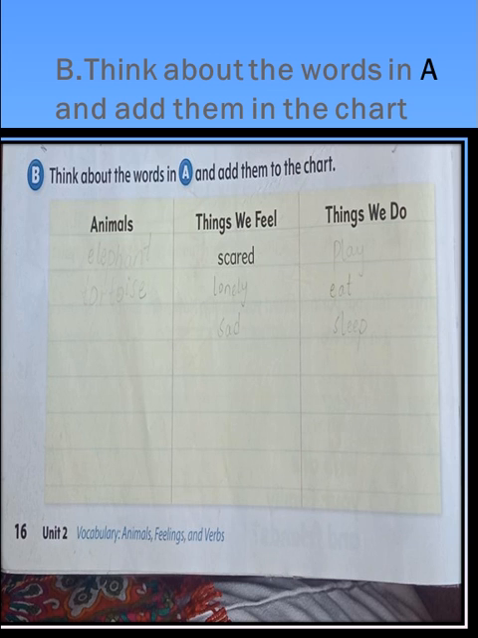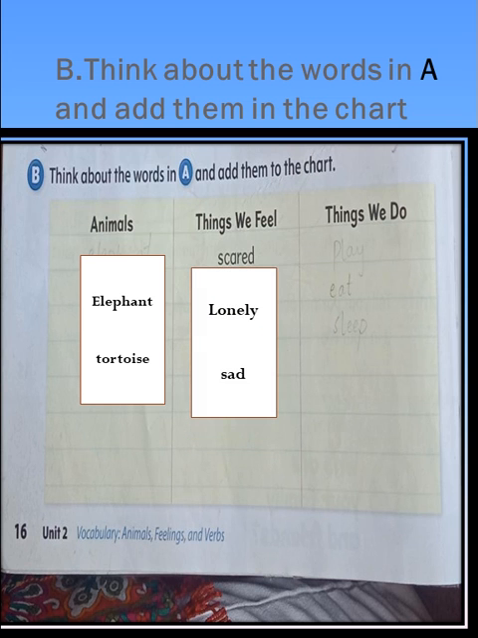Let us match our answers. What are the names of the animals that we have learned in our Words in Vocabulary section? You're right, they're elephant and tortoise. Things that we feel. You see, scared is already mentioned. Lonely and sad. You're right. Things that we do. Play, sleep, and eat.